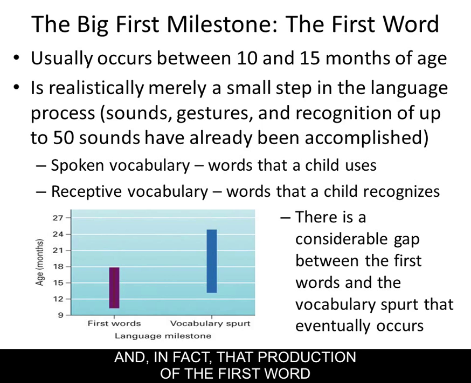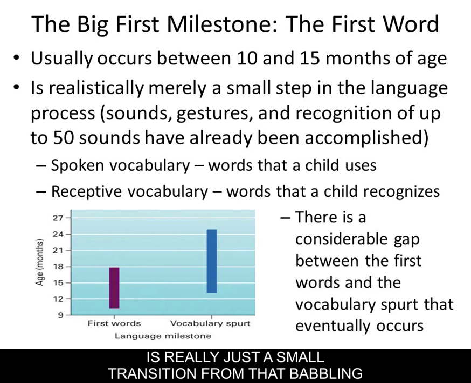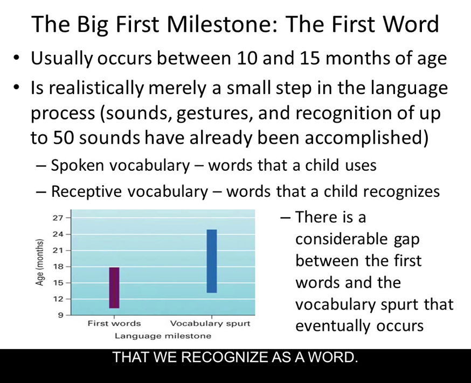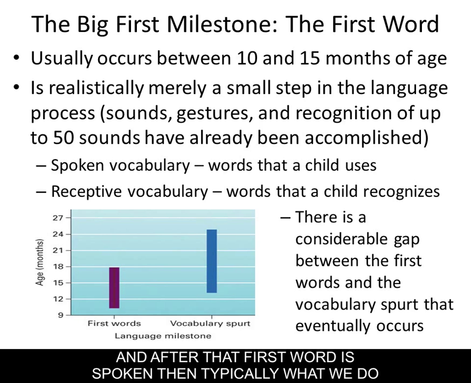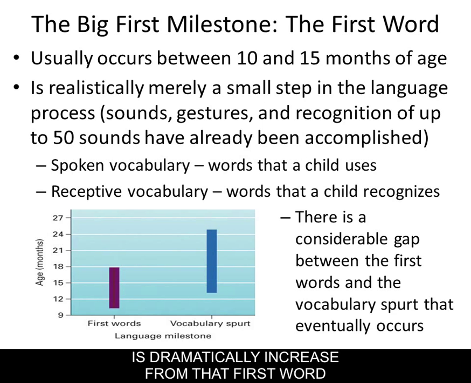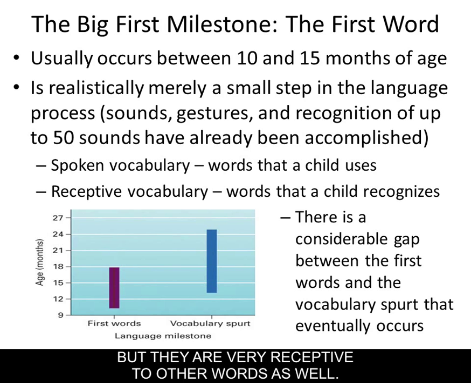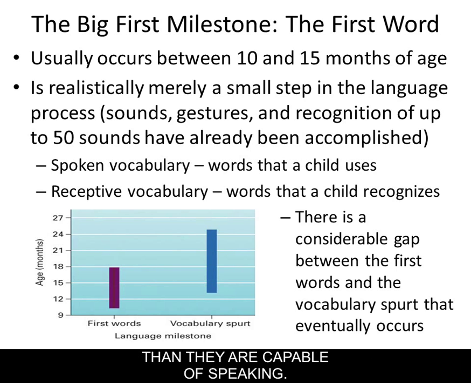In fact, the production of the first word is really just a small transition from the babbling that we see into a random combination of sounds that we recognize as a word. And after that first word is spoken, we typically see a dramatic increase from that first word to a large number of words later. That's because children not only have the spoken vocabulary, the words that they're using at this stage, but they are very receptive to other words as well. So they know a lot more words than they're capable of speaking.